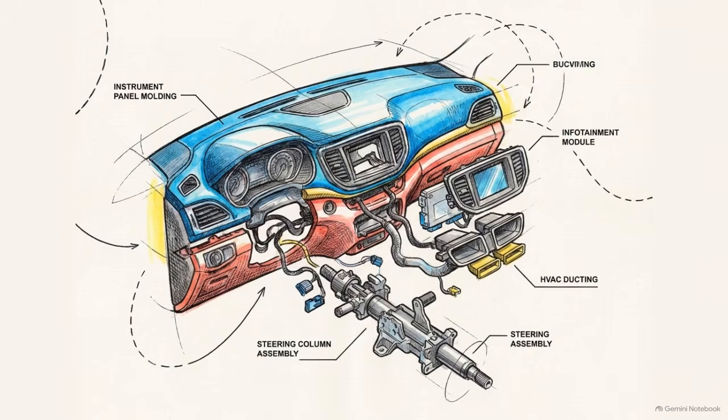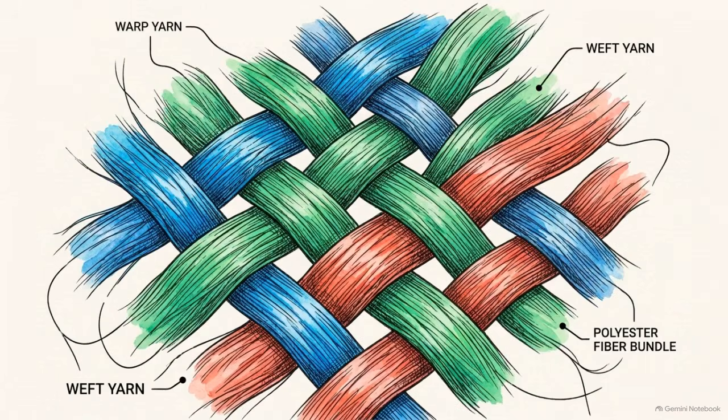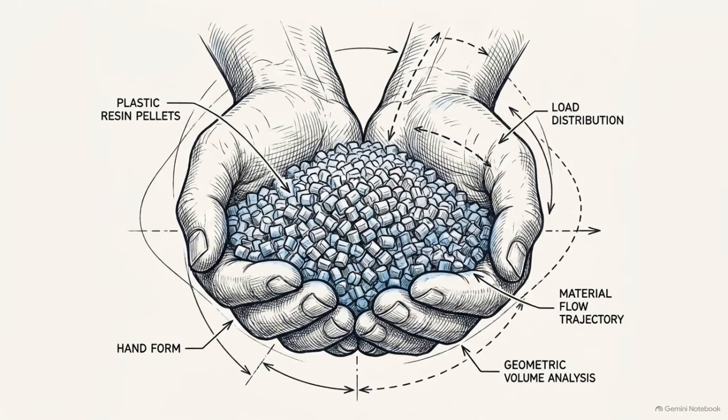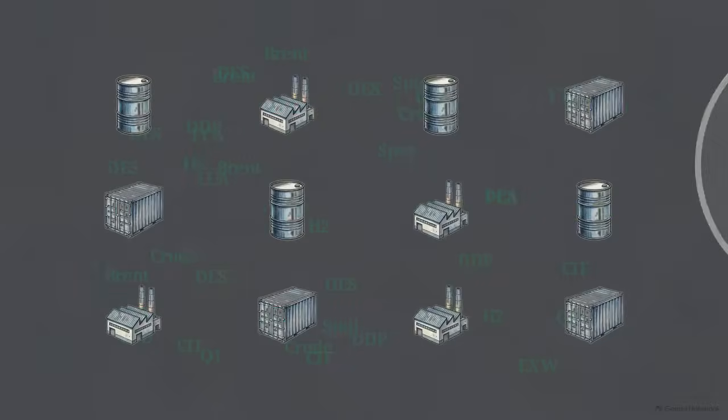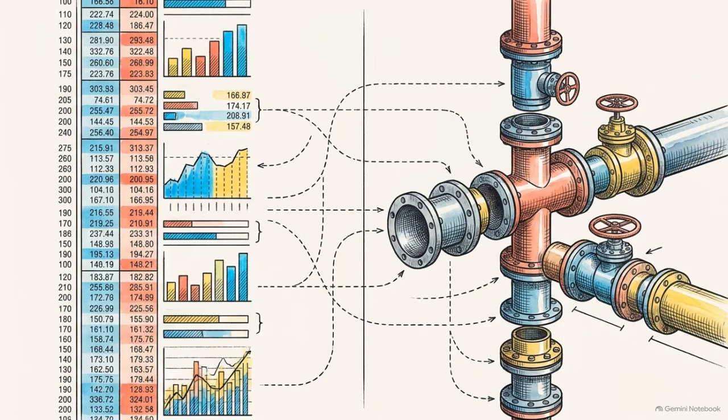Everything from the plastic molding on your car's dashboard to the synthetic fibers in a polyester shirt depends on the exact daily price of these raw materials. If you want to see exactly how the global supply chain is operating right now, you first have to learn how to read this code. Translating this digital shorthand allows us to track the physical pulse of global industry as it happens.